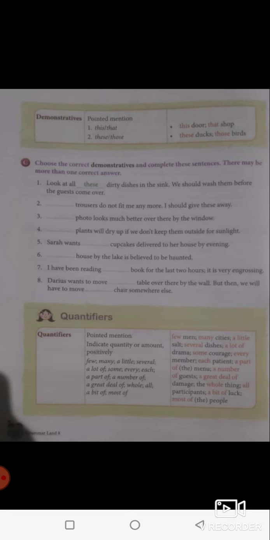For example, look at all these dirty dishes in the sink. We should wash them before the guests come over here. Otherwise, it will look dirty. So these dirty dishes is given in a plural sense, and therefore these, not this. If it is a dirty dish, then we can use this.